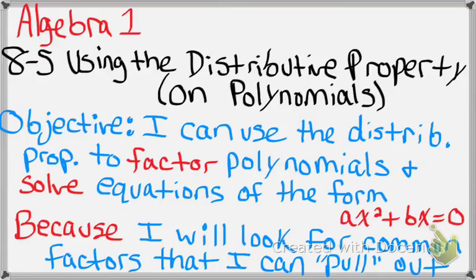Your objective is, as the student, I can use the distributive property to factor polynomials, and I'll be able to solve equations of the form ax squared plus bx equals 0. In other words, it's going to be something like this, I'm just making this up: 3x squared plus 4x equals 0. We'll be able to solve that with factoring because I will look for common factors that I can quote-unquote pull out.